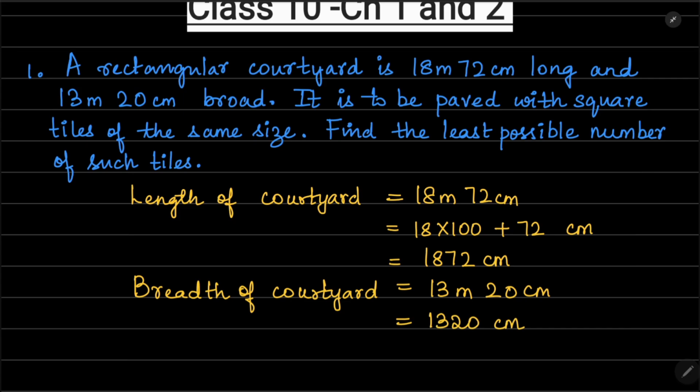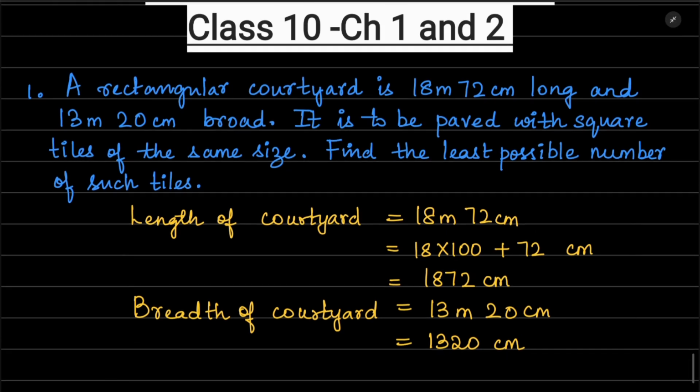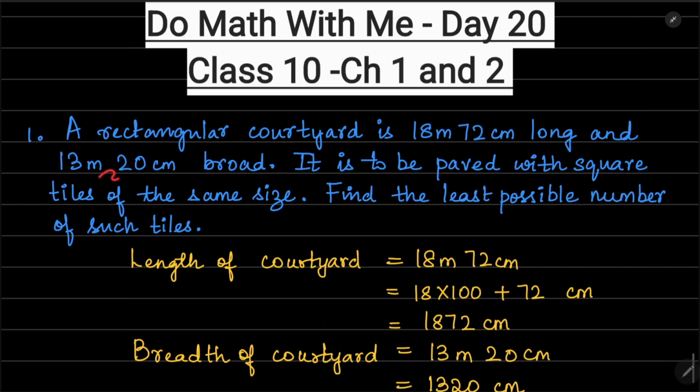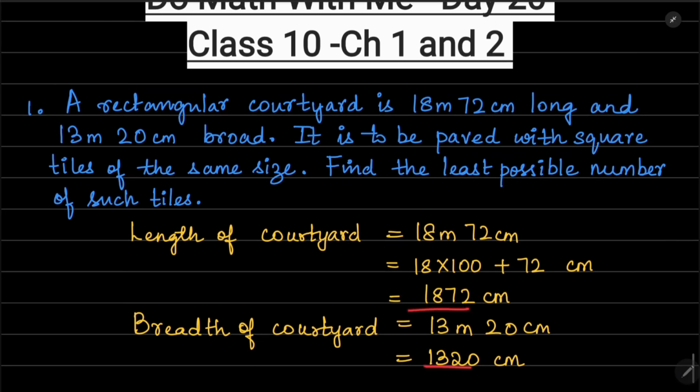Now, the tile, you need to know what is the size of the tile, right? What is the size of each tile that you need? So in order to know the size of the tile, what can you think of is, can the size of one single square tile be greater than 1872 or 1320? It cannot be, because this is the total length and breadth of the courtyard. And if you know the length and breadth of the courtyard, then the length of the side of each square tile is definitely going to be a value lesser than the given values.